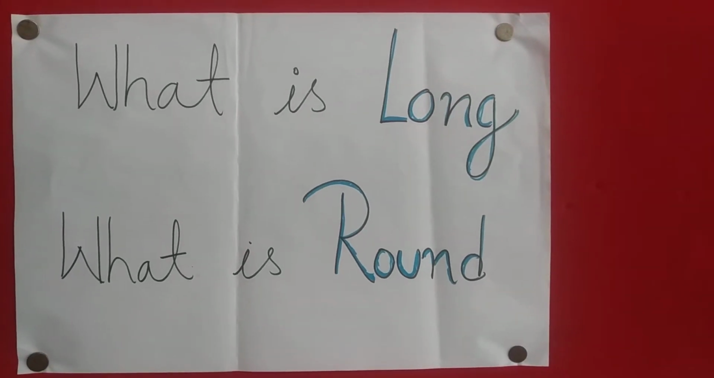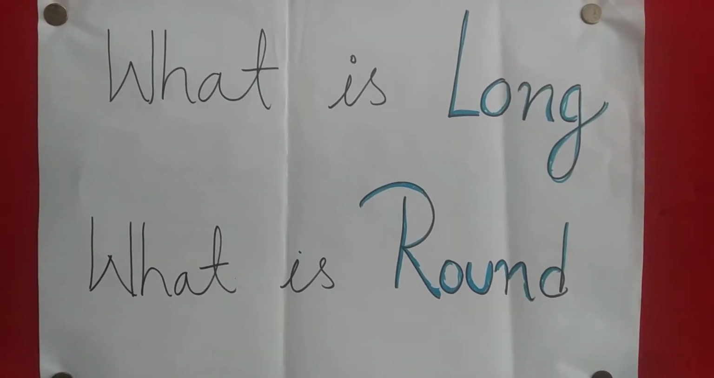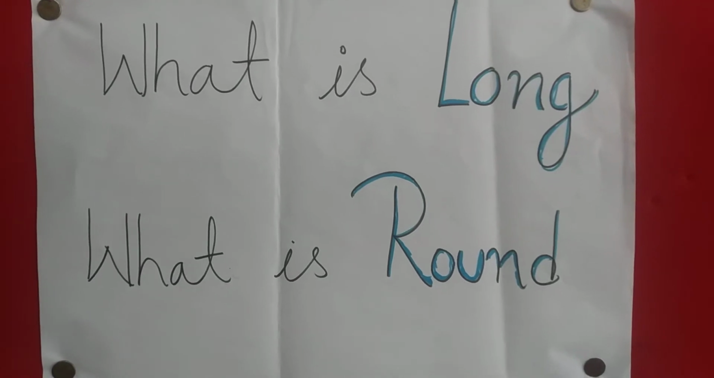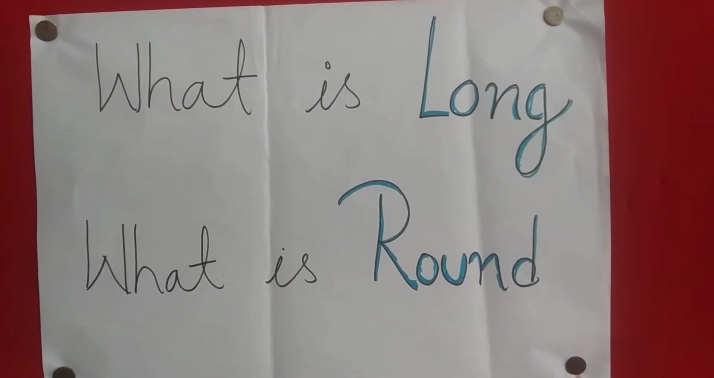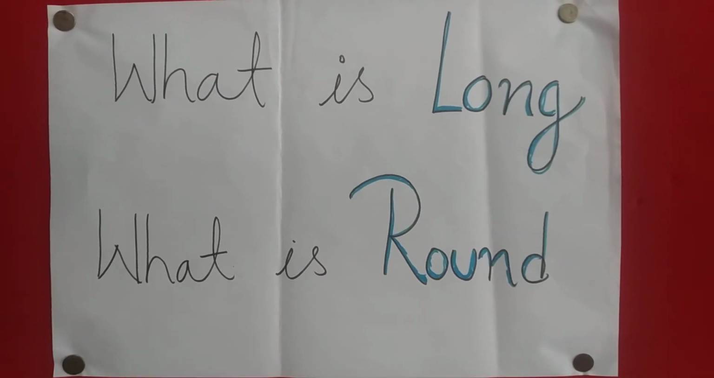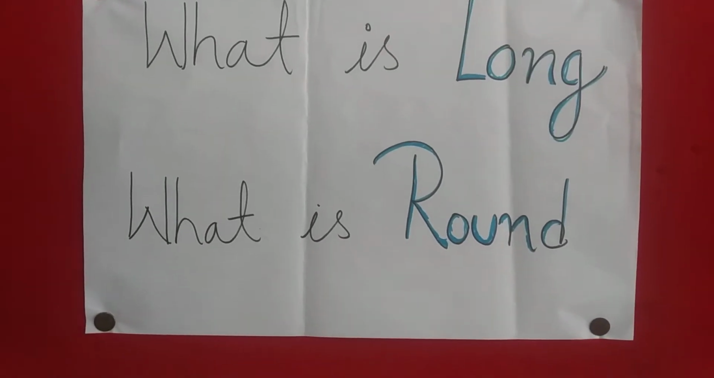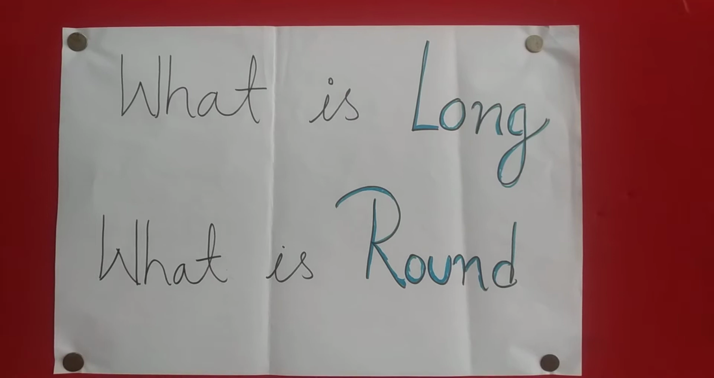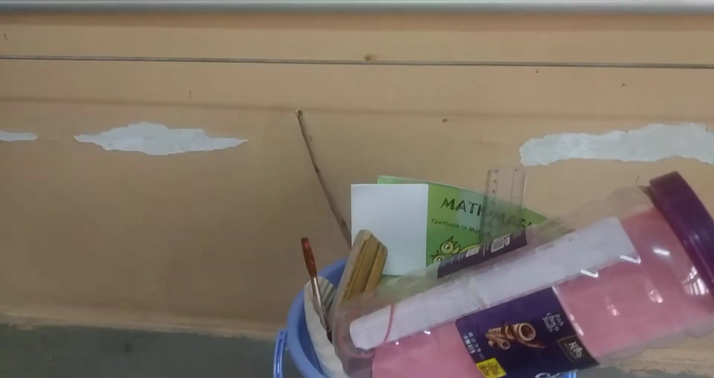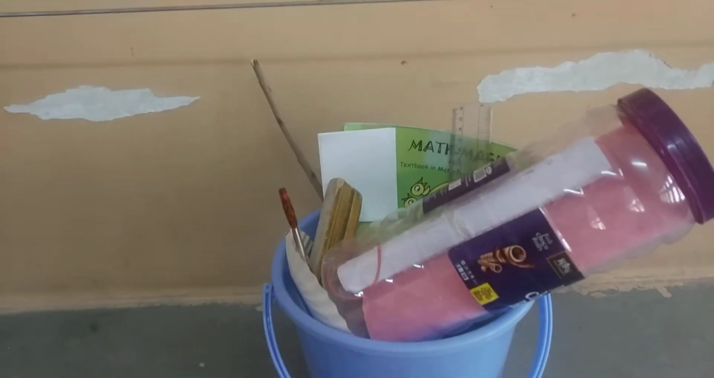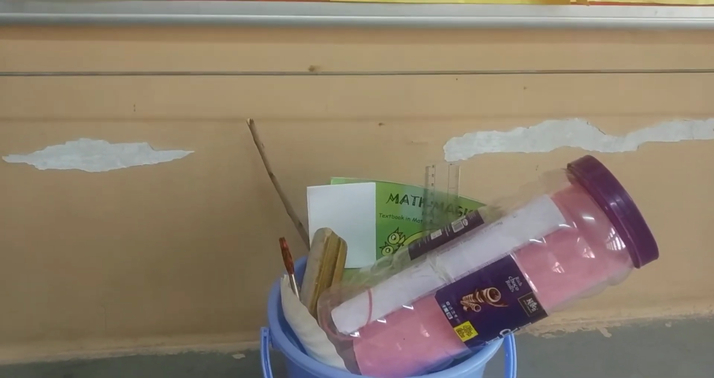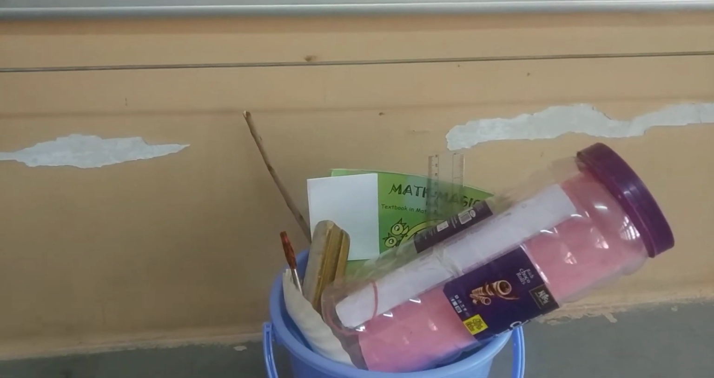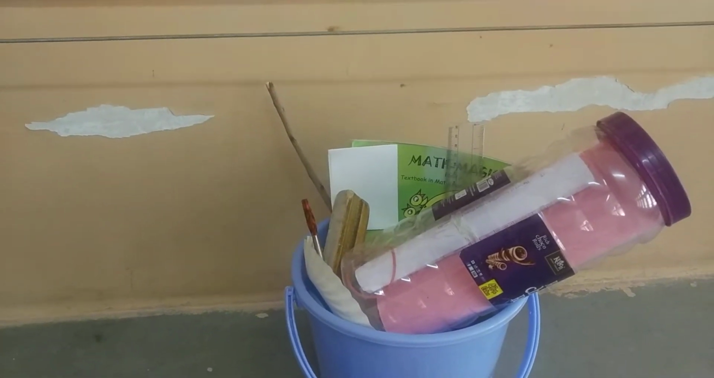What is long? What is round? Look around, look around. Dear kids, to identify long things and round things, we are doing an activity here. To do this activity, I have a basket here. I keep different objects in this basket. Some are long and some are round. So let's do this activity.